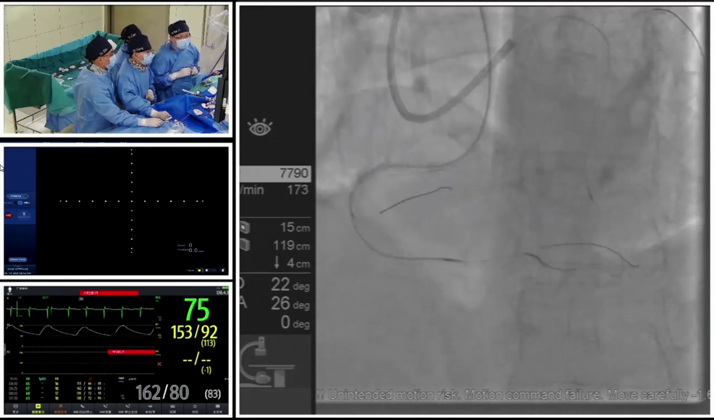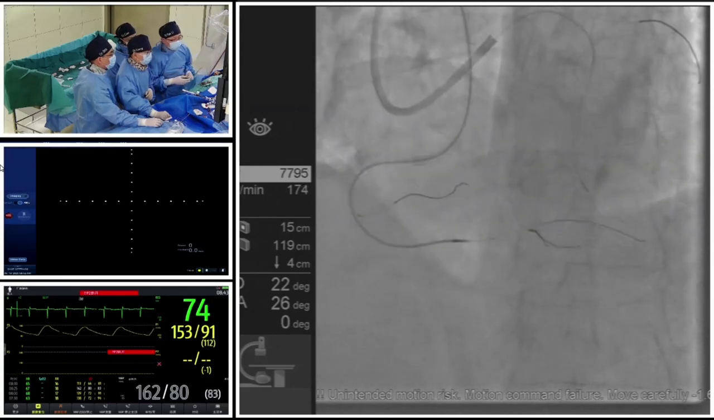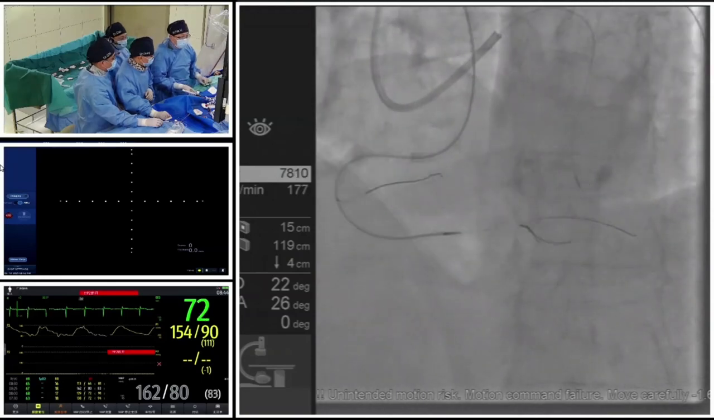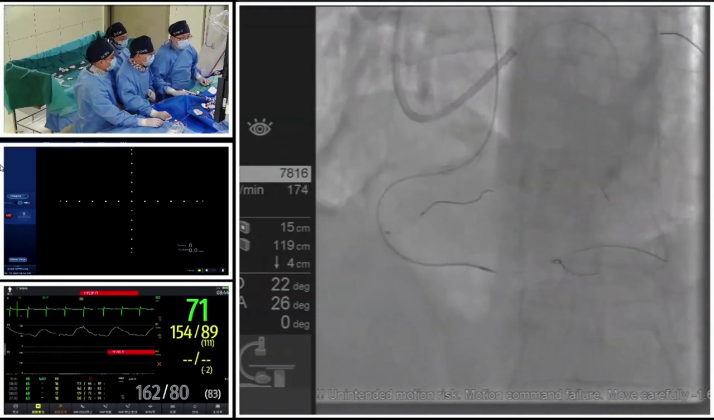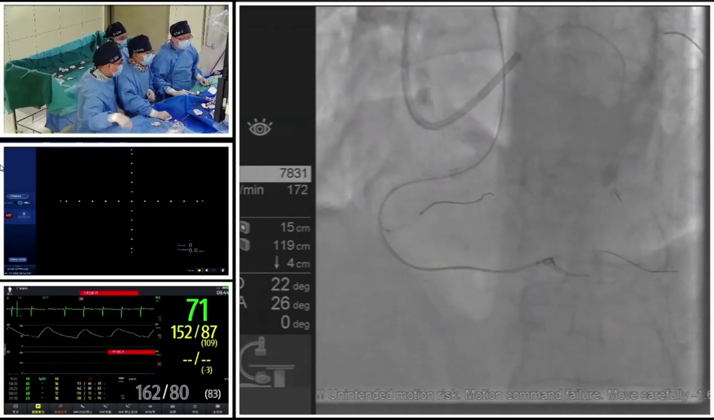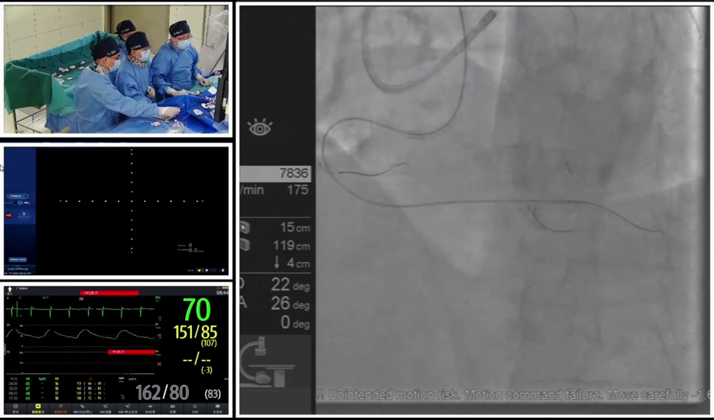But I think that kind of moment is good. Okay, I think we made some progress. Always the Corsair. Okay, like we just said, this is a CTO, J-CTO 4 marks.